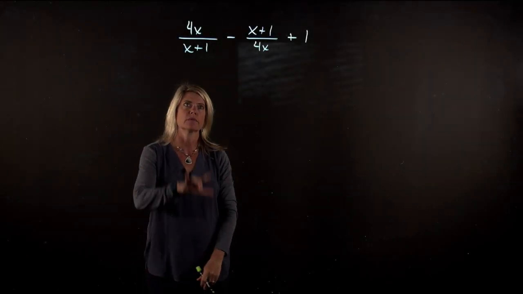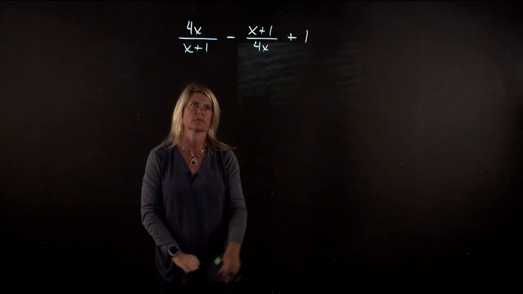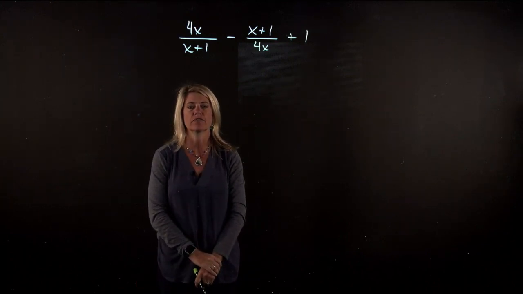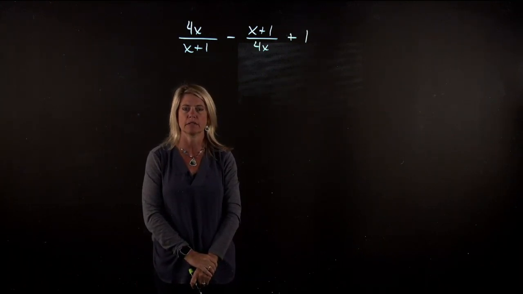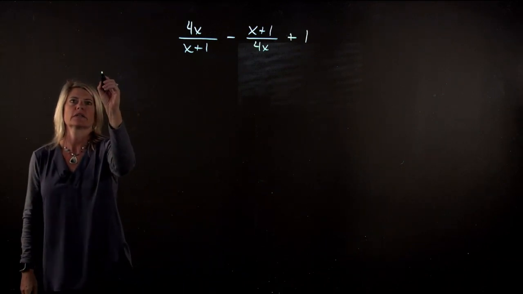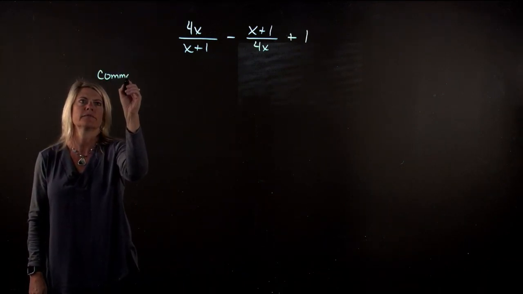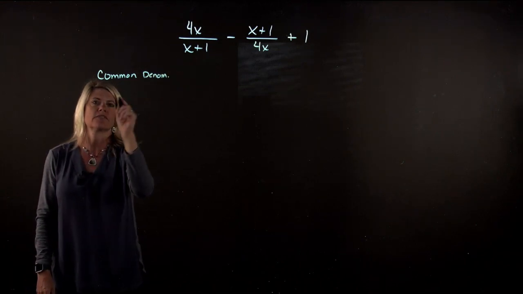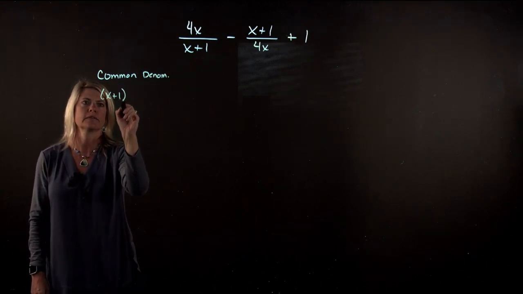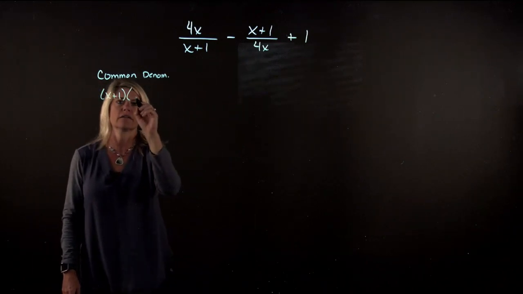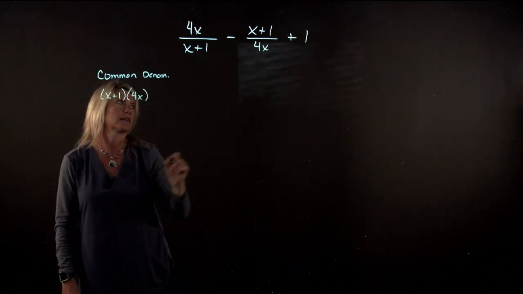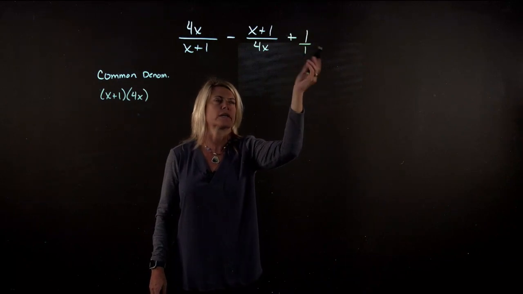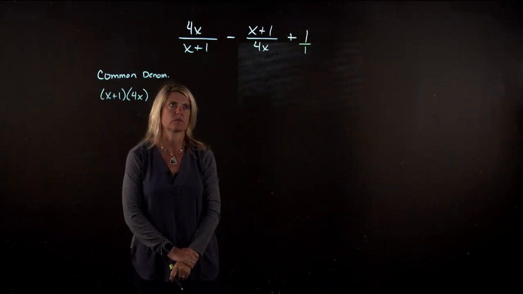In this problem, we want to subtract these two rational expressions and then add one. So before we can do this, we want to get a common denominator. So when we look at this, the common denominator is going to be this factor of x plus 1 times this factor of 4x. And then this one is just like 1 over 1. So we'll just leave it as a factor of 1.